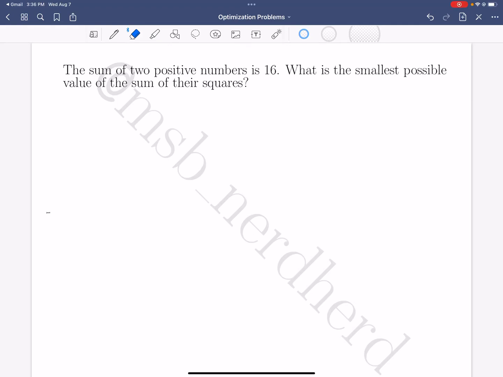Hi everyone. So today we're going to be starting with a pretty simple optimization problem. It reads as follows: the sum of two positive numbers is 16. What is the smallest possible value of the sum of their squares?